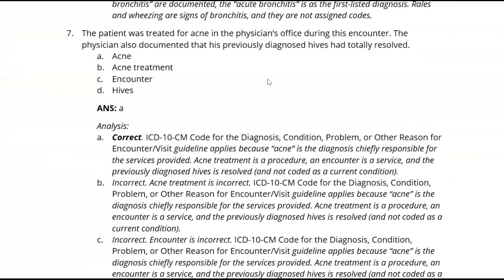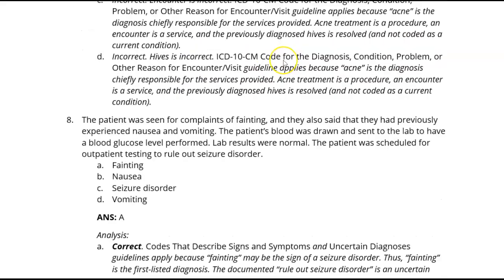Number 7, they have acne during the encounter. Physician documented that the previously diagnosed hives was totally resolved. Okay, so they're coming in for acne. That's what they're being treated for. You are going to code acne. Acne treatment is going to be a procedure. Okay, again, we are looking for a diagnosis.